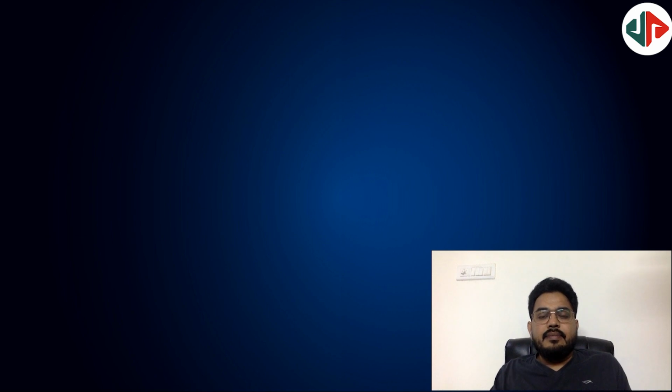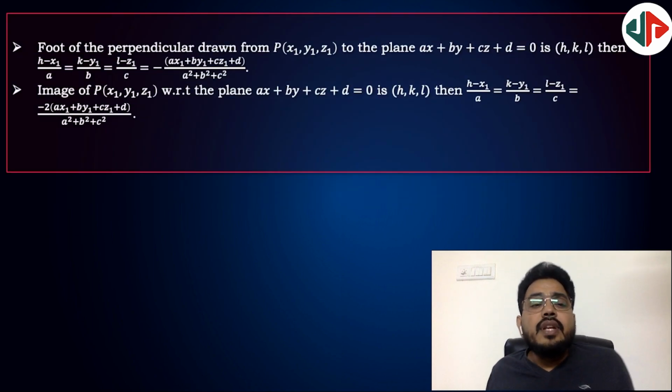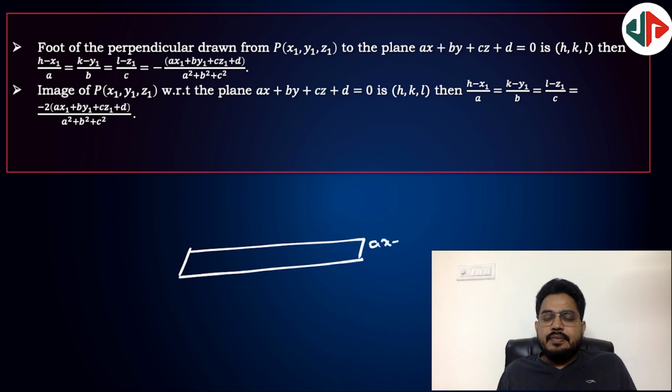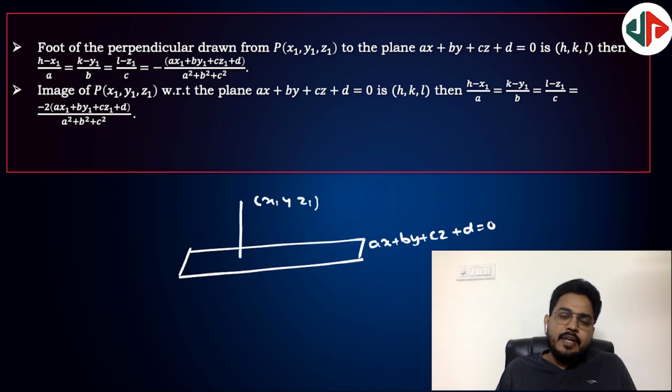Next point is the foot of the perpendicular and image. Okay. So this is a plane Ax plus By plus Cz plus D equal to 0. If here the point is x1, y1, z1, drop the perpendicular. This is the foot of the perpendicular. If you extend this one, this is called the image.